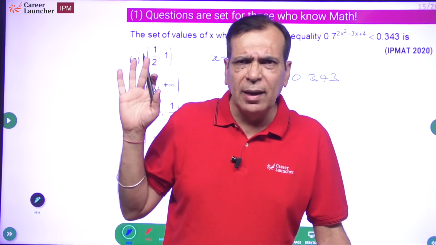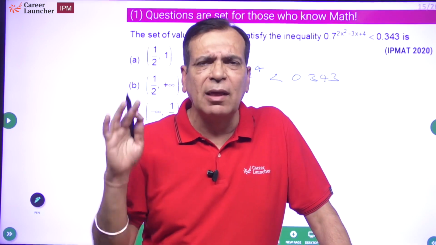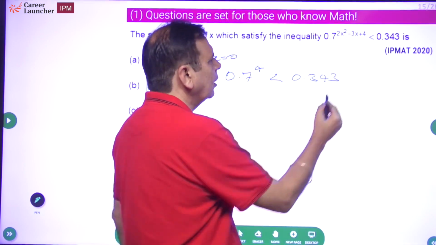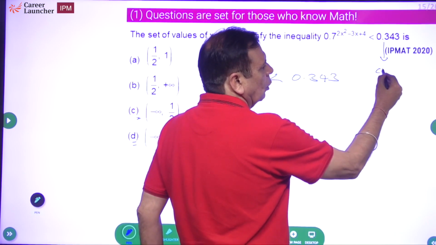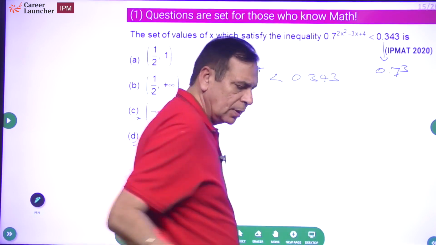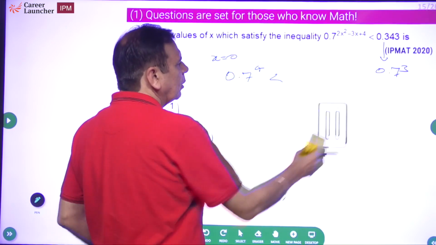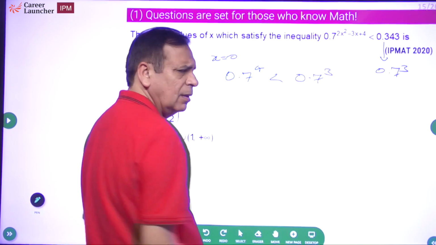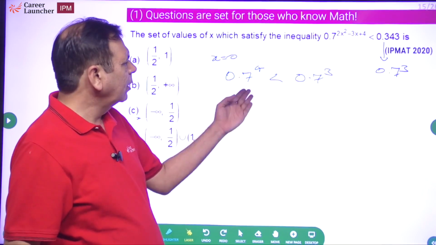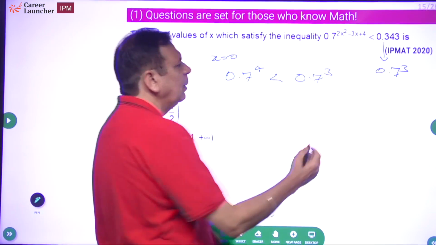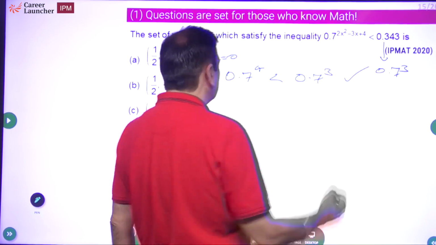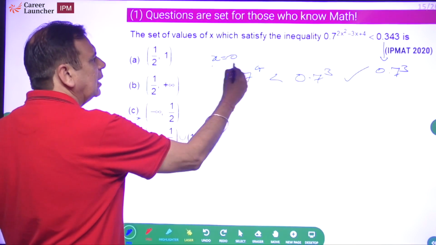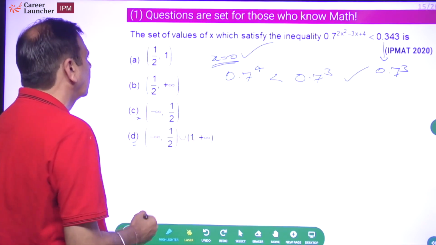7 cube मालूम है ना क्या है? 7 squares are 49, 7 cube is 343. So what is this? This is effectively nothing but 0.7 raised to power 3. Okay. So if x is equal to 0, it means that 0.7 to power 7 should be less than 0.7 cubed. सही है. Obviously 0.7 raised to power 4 will be less than 0.7 raised to power 3. So this is correct. That means x equal to 0 should be a part of my answer.